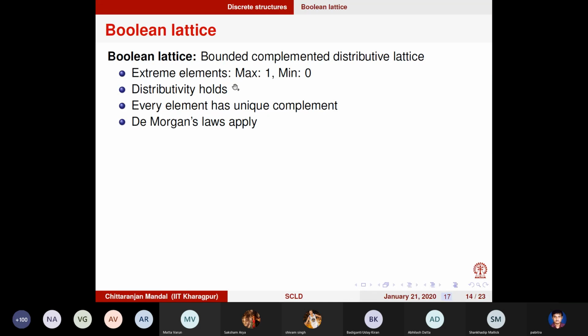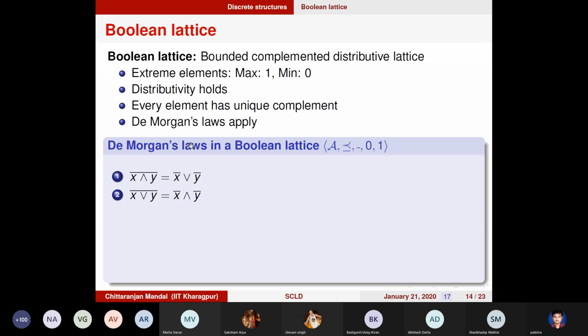Distributivity holds, so it's a special type of lattice. Distributivity does not hold for all lattices. Every element has a complement, so it's a complemented lattice. And actually, it can be proved that if these 3 hold, if it is bounded, complemented, and distributive, De Morgan's law holds. You can prove De Morgan's law.